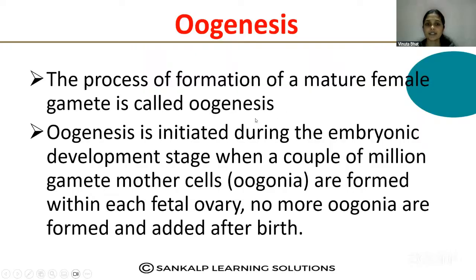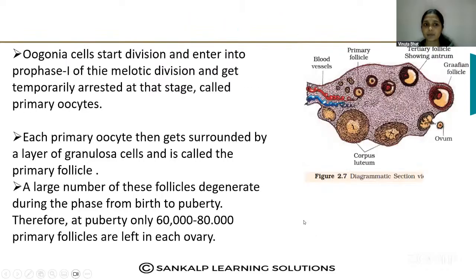Here, oogenesis. The oogenesis takes place in the ovary, right? Remember, oogenesis is initiated during the embryonic development. When the female baby is in the mother's womb, at that time the oogenesis is initiated. The oogonial cells are formed just before the birth of the baby. No more oogonia are added after the birth.